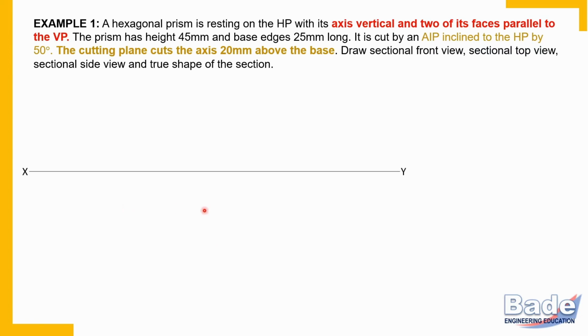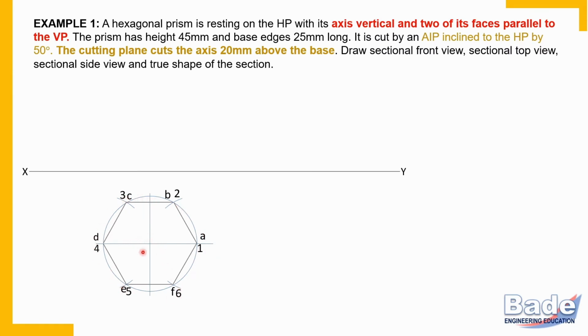Draw XY line and proceed with the true shape of base. So to draw hexagon, as usual, you draw two lines, a vertical and a horizontal, to establish center, and draw a circle of radius equal to edge of the hexagon. So edges of the hexagon are 25 millimeters long. So draw a circle 25 millimeters. Label all the base corners with letters, and listen, label the base corners also with the numbers.